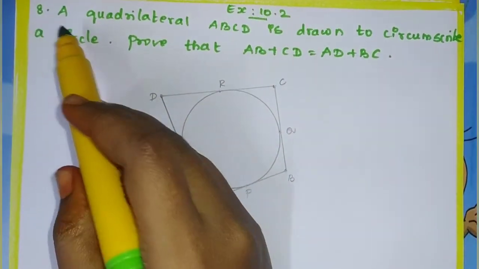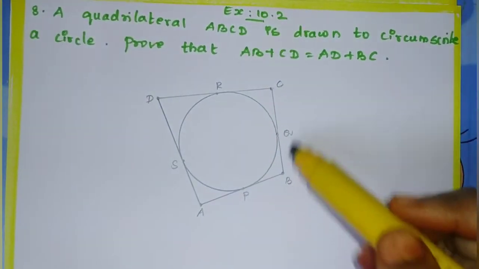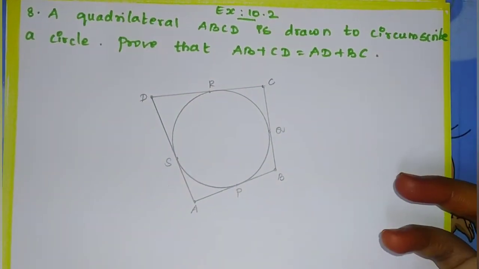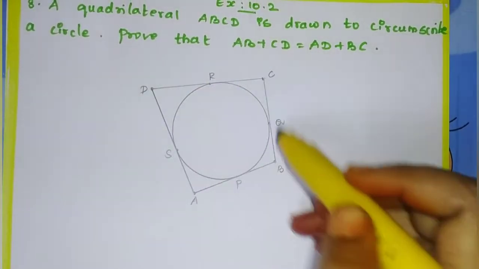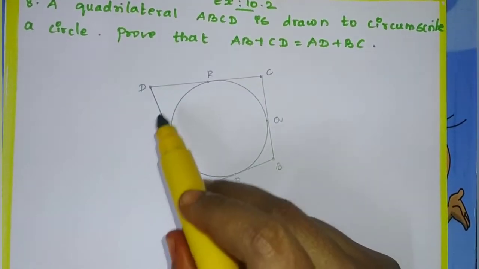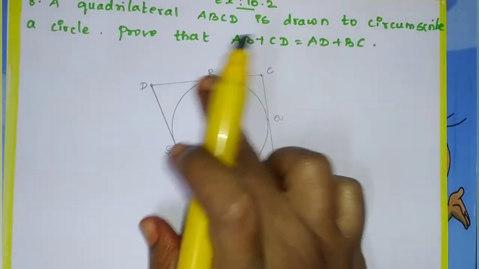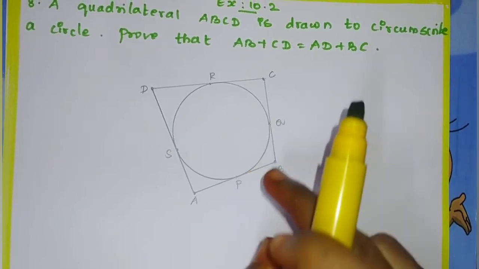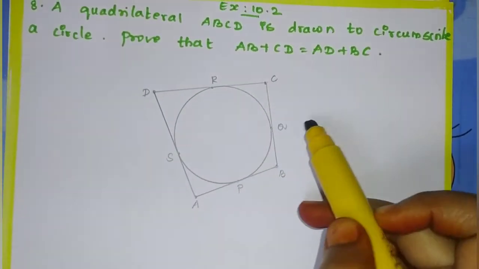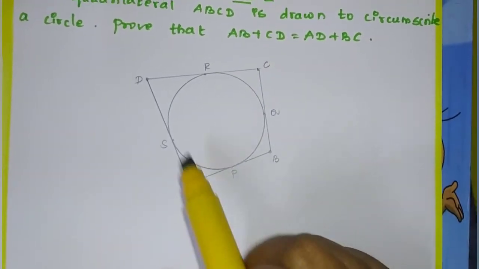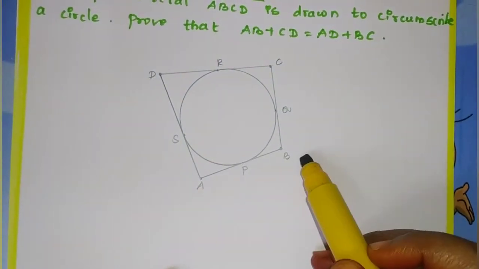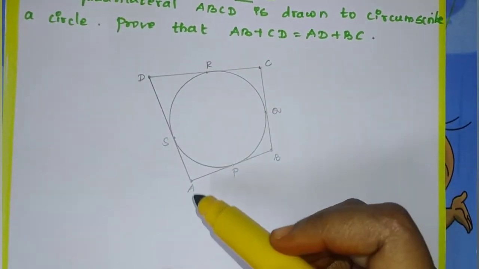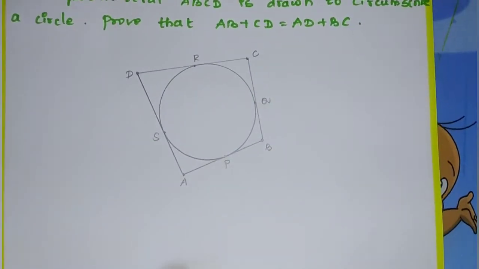Next, eighth problem. A quadrilateral ABCD is drawn to circumscribe a circle. So inside the quadrilateral, one circle will be there, no? So that is circumscribing a circle. You have to prove that AB plus CD is equal to AD plus BC.